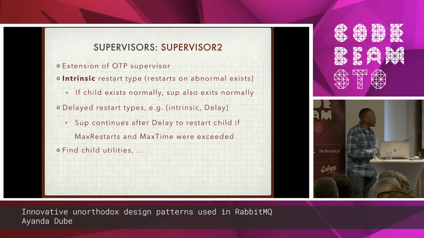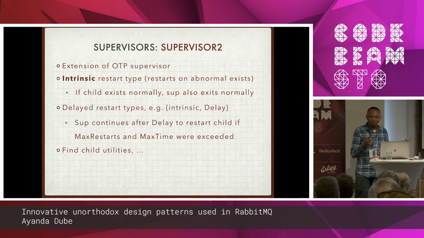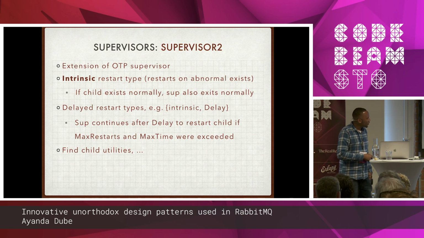So just a brief on this. Rabbit has got a lot of supervisors in its implementation, and most of them are based on a supervisor2 module, right? I'm not going to go deep into this because I'm sure you've played around with supervisors, but what supervisor2 provides you with is just additional features like the intrinsic restart type, right? So basically if a child exits normally, the supervisor will also exit normally, right? And you've got delayed restart types, so you can specify a delay as part of the restart type.